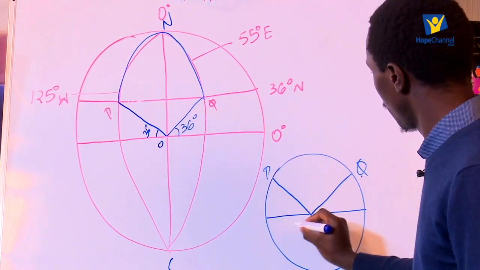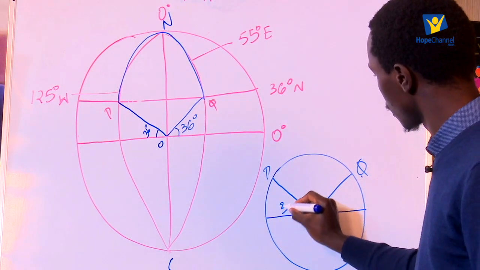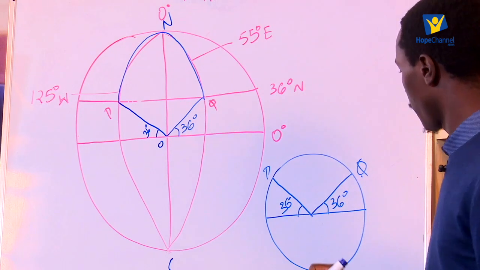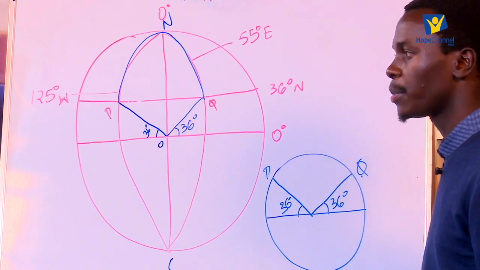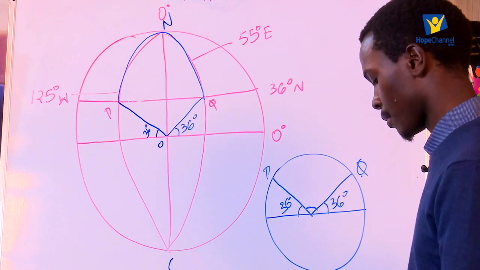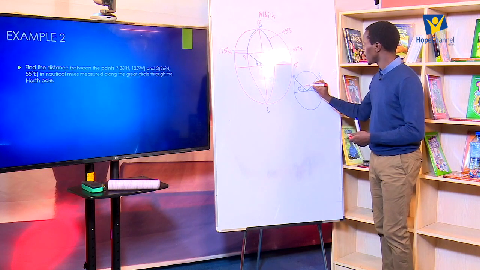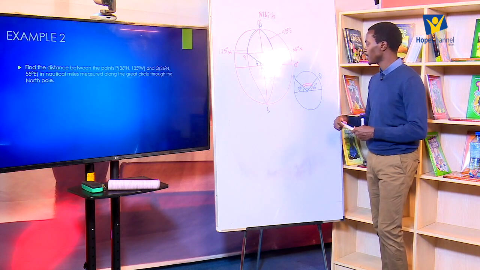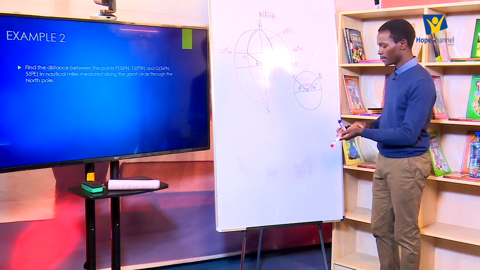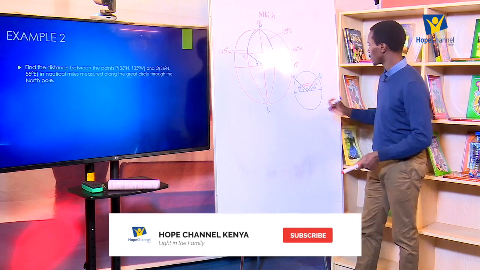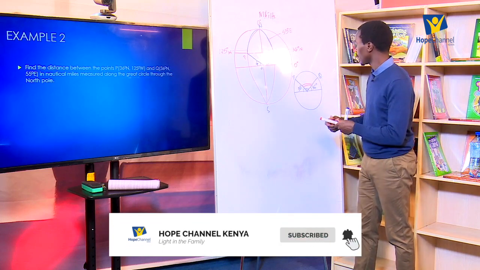Then we have P. We know this angle here is 36, and this one is 36 degrees. But we know angles on a straight line add up to 180. So what is the angle between them? This one here. So what you'll do is add 36 and 36, you get 72. Subtract that from 180, that should be giving us 108. So this angle here is 108 degrees.